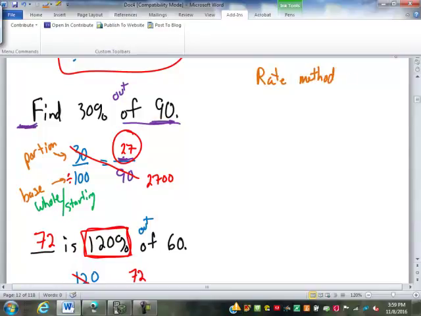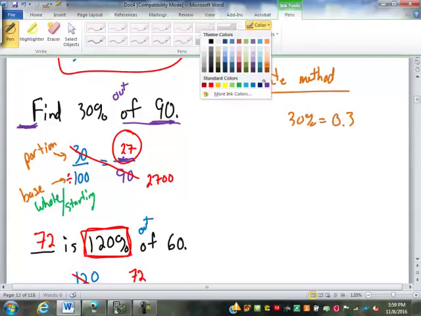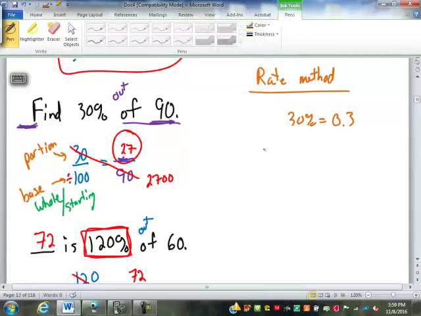And this might be the method that many of you were taught. Using the rate method, you would look at a problem like this and say, okay, 30%, I'm going to change it to a decimal, which is 0.3. And then you would take the number 90 times the 0.3, which is 27. Which is the correct answer there.